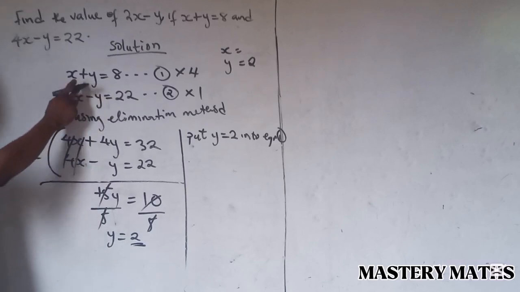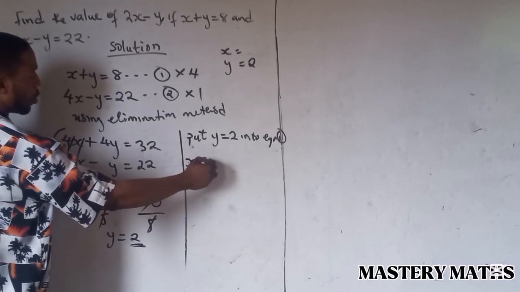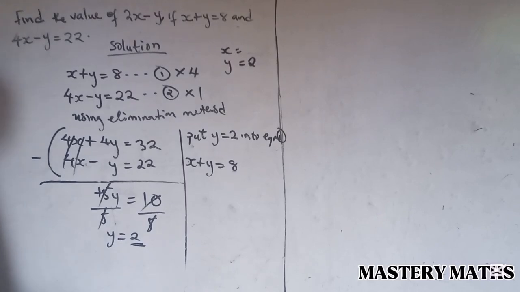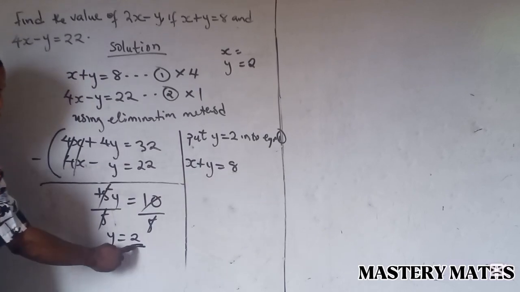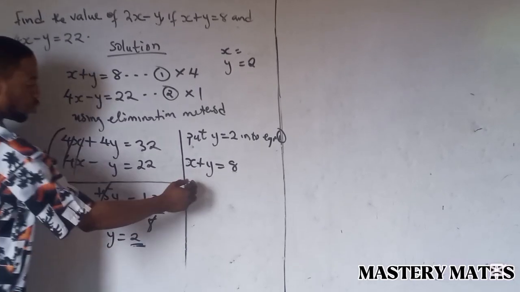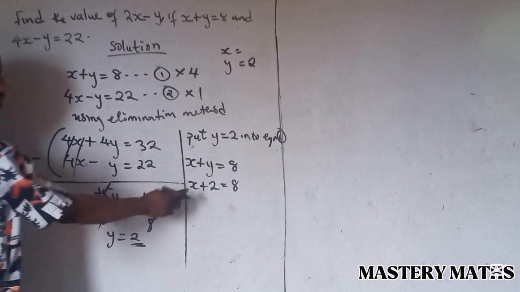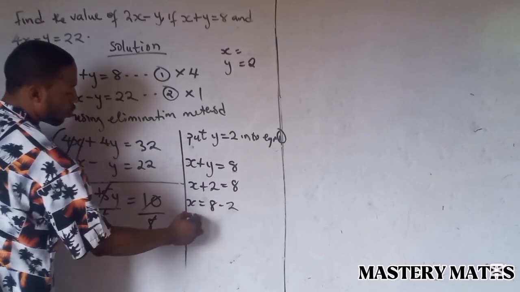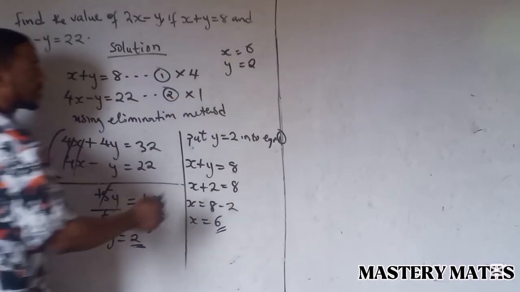So you write that equation 1 formula. Equation 1 formula is x plus y equal to 8. So it's trying to tell us that anywhere you see your y in the equation, replace it with 2, because y gave us 2. So it will be x plus 2 equal to 8. Now to collect our like terms, x is equal to 8 minus 2, which will give us 6. So we've gotten our y, and our x is 6.